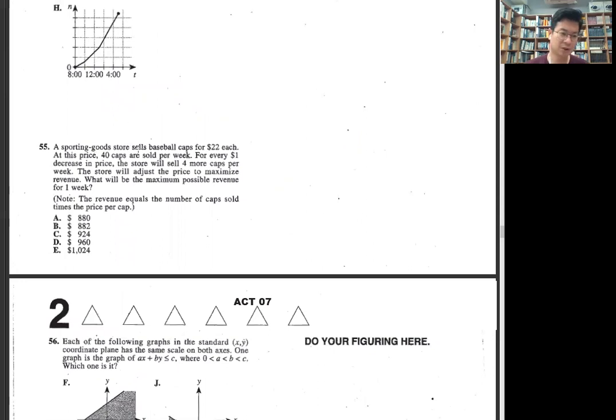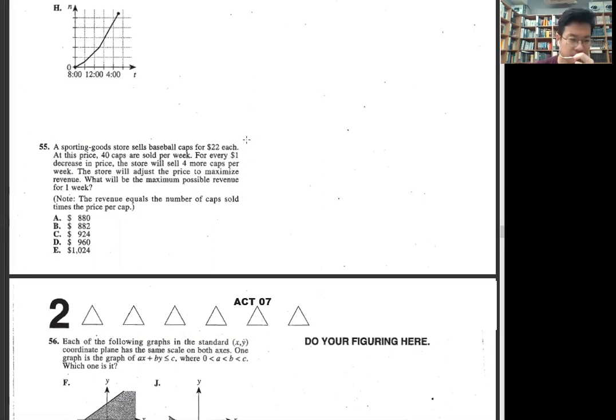A sporting goods store sells baseball caps for $22 each, which is 40 caps sold per week. Every $1 decrease in price, the store will sell 4 more caps per week. So we need to find the maximum.